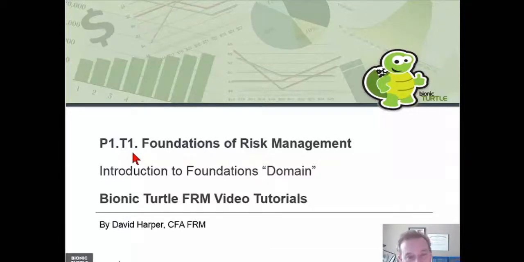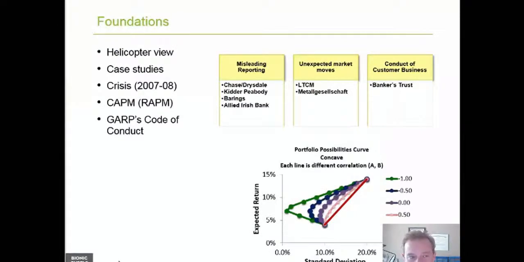And then when we get to Part 2 of the FRM, we start with T5, which happens to be market risk. So in this brief video, I'm not going to review any of the assigned readings, just want to give you a taste or introduction to the foundations topic and what we generally care about in foundations. And it includes these ideas: a helicopter view, which includes the question of what is the definition of risk?